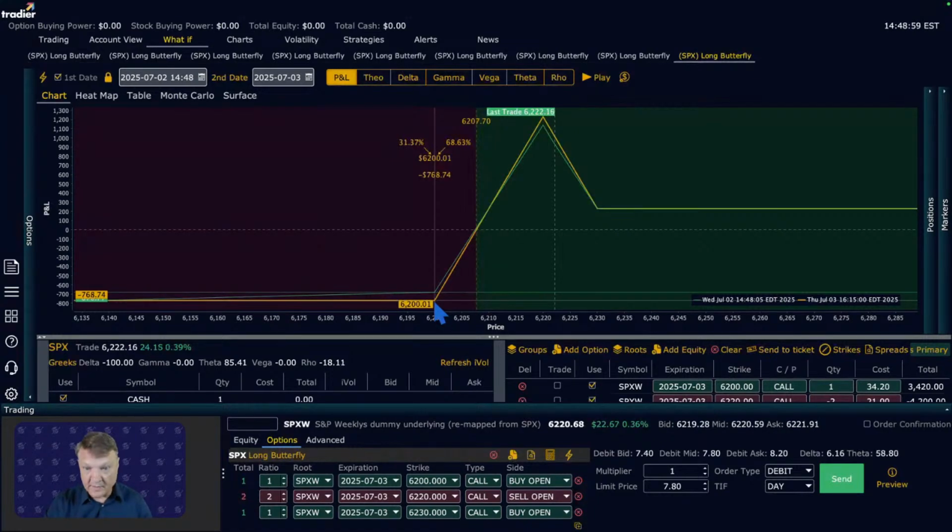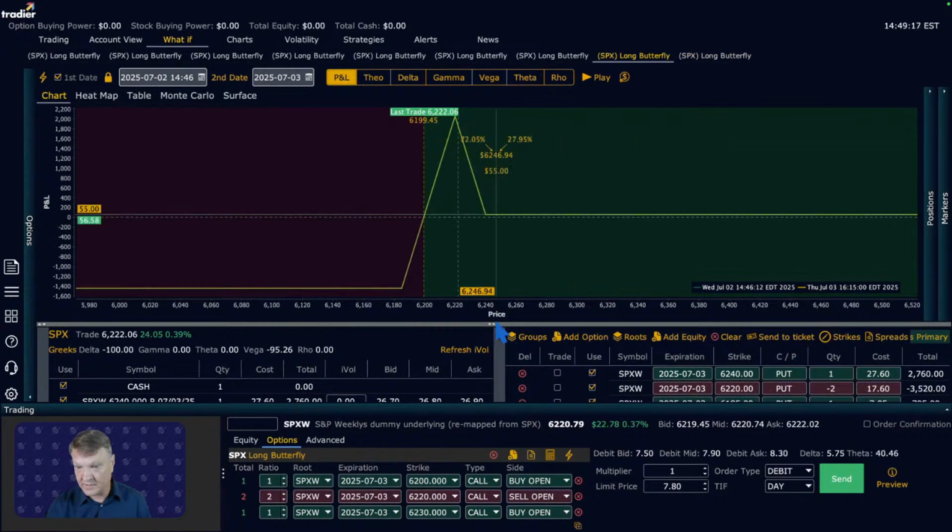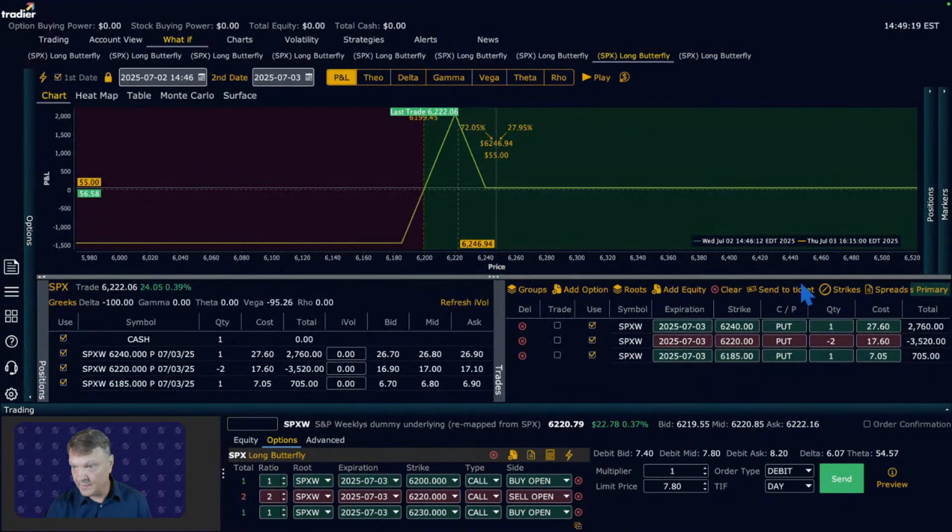We could buy one, right? If we're looking to risk $1,000, we could buy 3 of the butterflies if we wanted to, but the market's got to stay where it's at. And then we look at the skip strike, and our skip strike that we have here is the put. Yep, send a ticket.